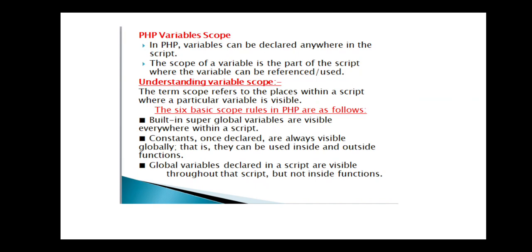So here we can see that, understanding the variable scope, the term scope refers to the places within a script where a particular variable is visible. The 6 basic scope rules in PHP are as follows. One is built-in super global variables. These are the variables visible everywhere within a script.